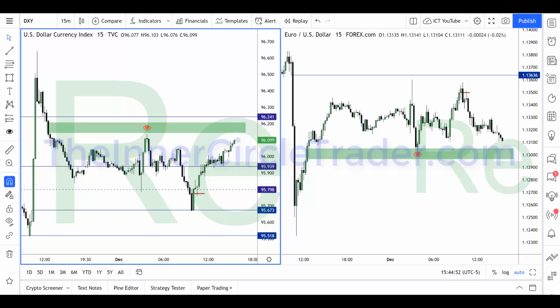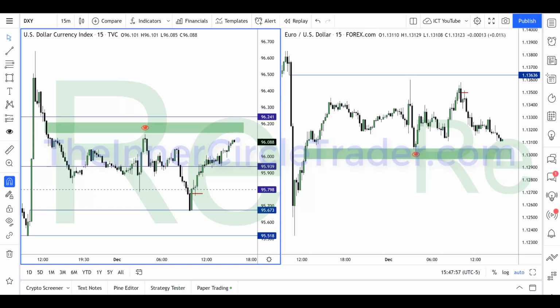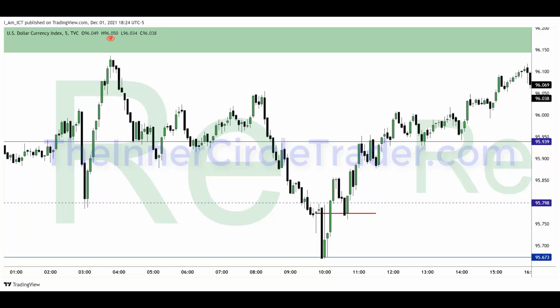Flirting with that 96.10. There you go, 96.10. And there it is. And here is the 5-minute chart showing you the market maker buy model and the old area of distribution on the left side of the curve with now accumulation for the buy side of the curve. And then reaching above that 96.10 level where the original consolidation was between 5 and 8 a.m.